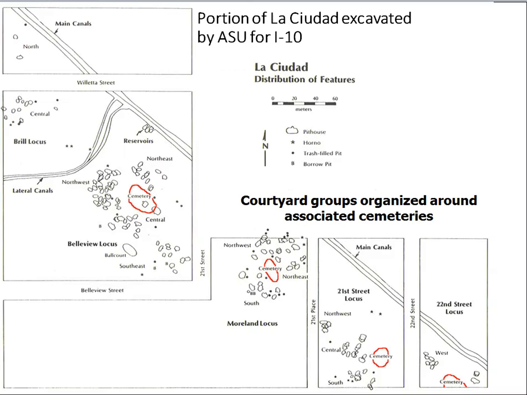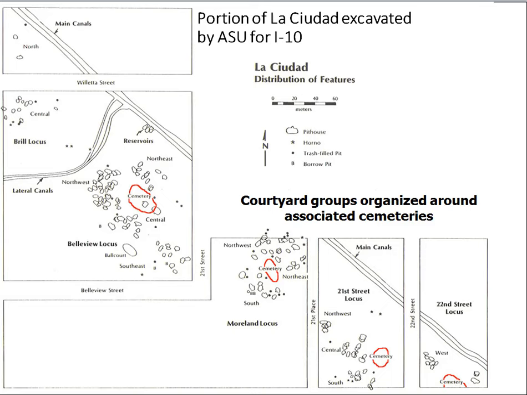Villages consisted of courtyard groups arranged around associated cemeteries, where related individuals were buried and the living gathered to reaffirm group relations. Larger villages, like this portion of La Ciudad, excavated where I-10, SR-51, and SR-202 come together, would have several clusters of courtyard groups and associated cemeteries dispersed around a central ball court and associated plaza area.